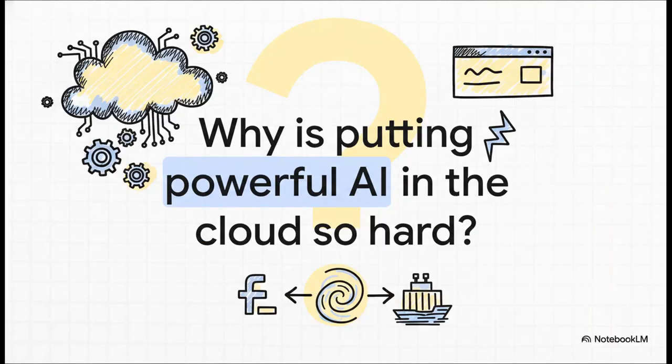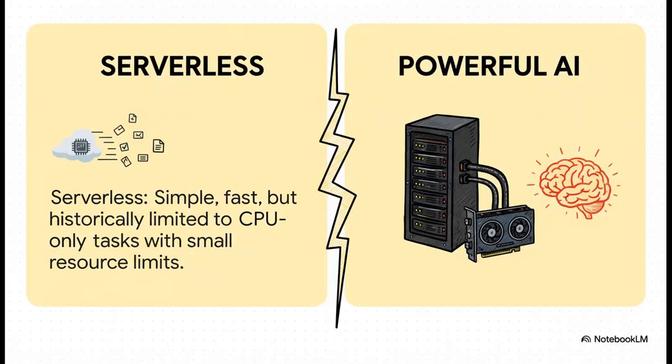For years, developers have been asking this one simple question. Why is it so incredibly difficult to run these massive, powerful AI models with the same ease as, say, a simple little web app? Well, the answer really lies in a fundamental conflict between two very, very different worlds. On one side, you had the world of serverless. It's simple, it's fast, but it was pretty much limited to CPUs and relatively small-scale tasks. And on the other side, you had powerful AI. We're talking models that need massive GPUs and really complex hands-on infrastructure. For a long time, these two things were just fundamentally incompatible.